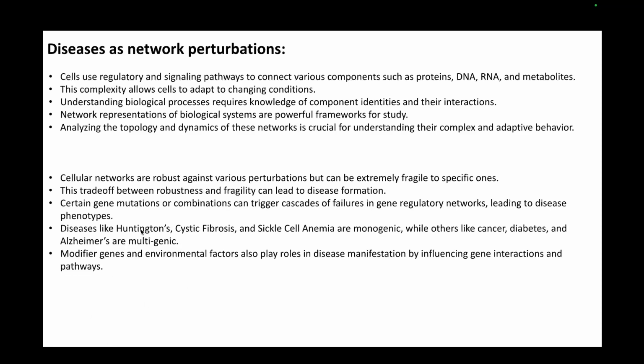Diseases like Huntington's or sickle cell anemia are monogenic, meaning the variation of one gene is responsible for the disease, but other complex diseases like cancer, diabetes, Alzheimer's are multigenic or polygenic. There are multiple genes involved, and the various variances all add up to give you that particular phenotype.